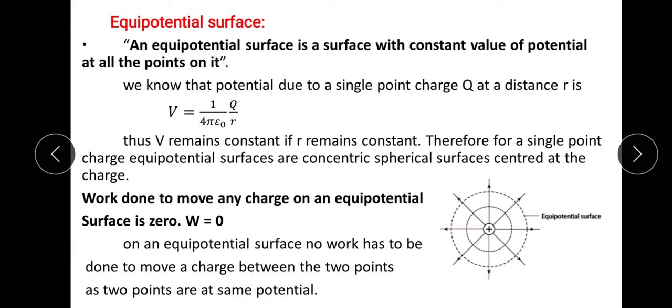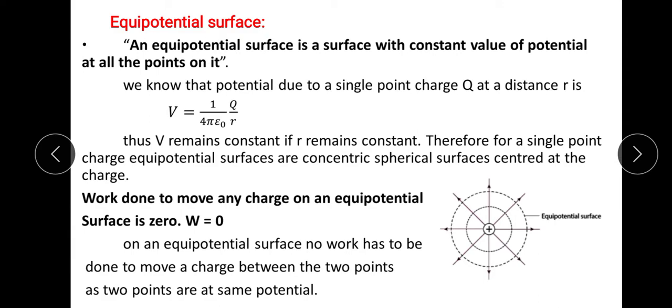Next, if I draw another circle here, the radius is different from this circle. But if I consider any point along this circle, the value of potential remains same because the distance from the charge to any point on the circle is same. So this is also an equipotential surface. Then what are equipotential surfaces? The potential value should remain constant throughout its surface. Then we can call them equipotential surfaces.